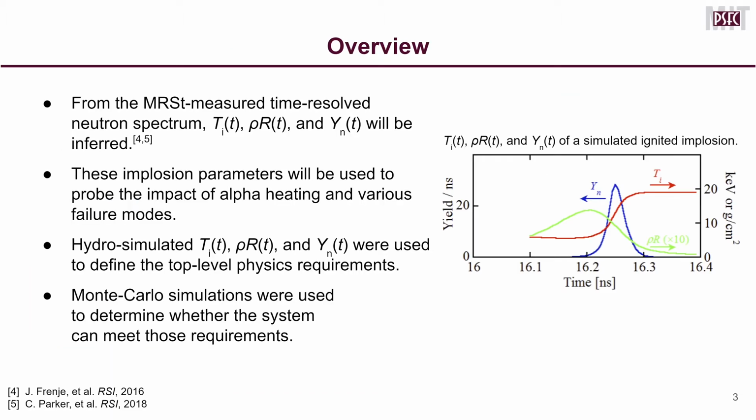So as a general overview, from the MRSt measured time-resolved neutron spectrum, the time-resolved values of the ion temperature, the areal density, and the neutron yield of an implosion will be inferred. These implosion parameters will then be used to probe the impact of alpha heating and various failure modes like P2 asymmetry and mix.